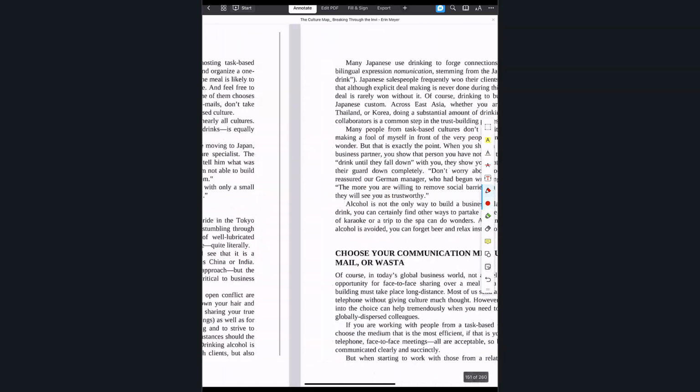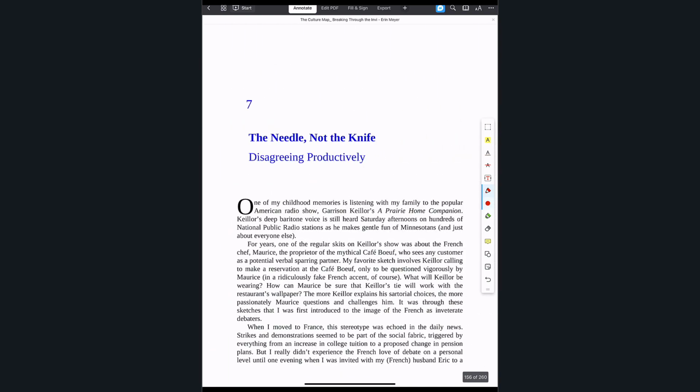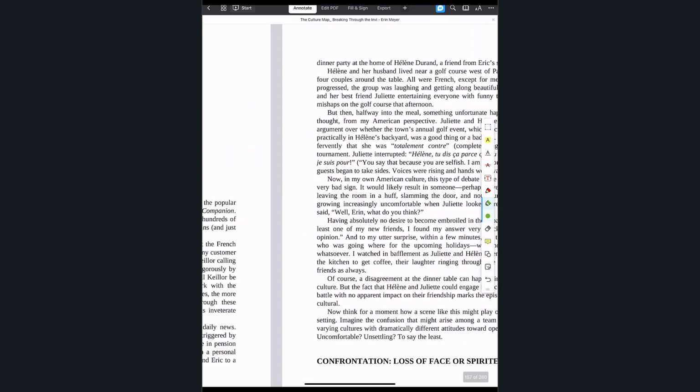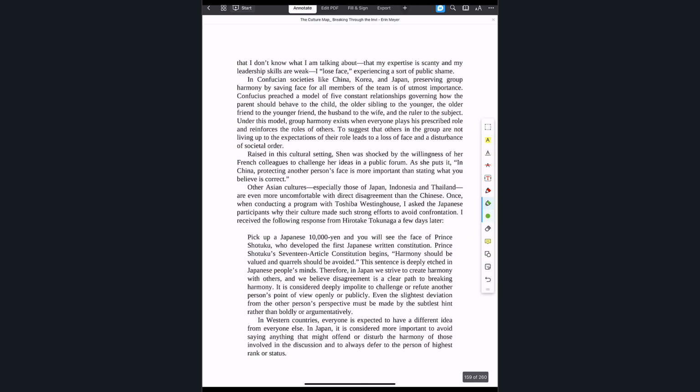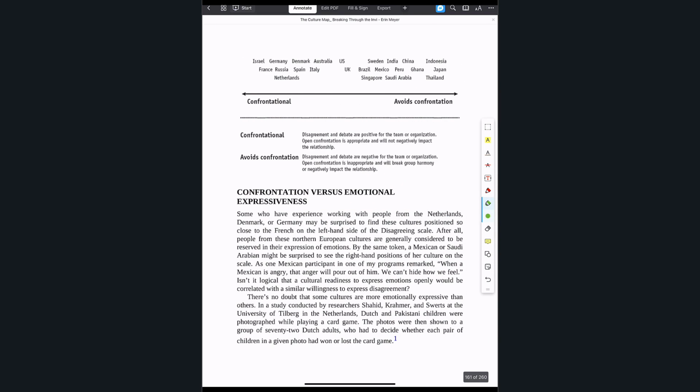So let's go to the next dimension. And it's really interesting the way Erin Meyer talks about the needle versus the knife. So, what's the metaphor here? In the needle-focused cultures, there is greater emphasis on tact or being subtle and being a little bit diplomatic, versus in a knife culture, you are being confrontational in a very aggressive manner. So some cultures tend to be very confrontational, whereas other cultures are avoiding confrontation.